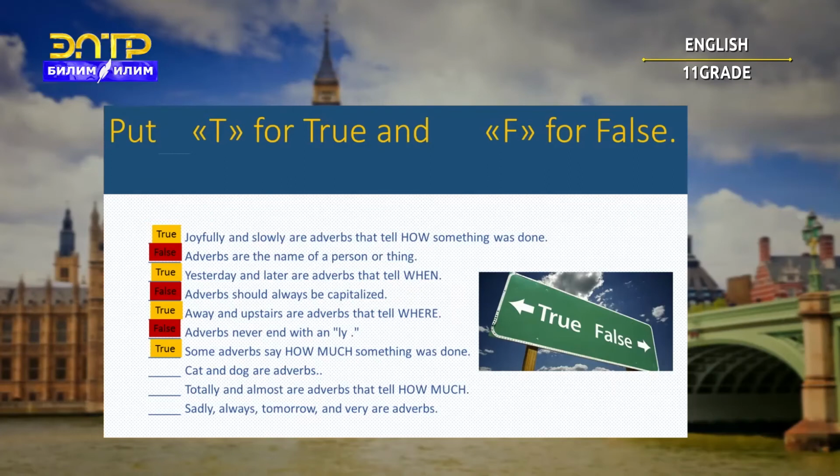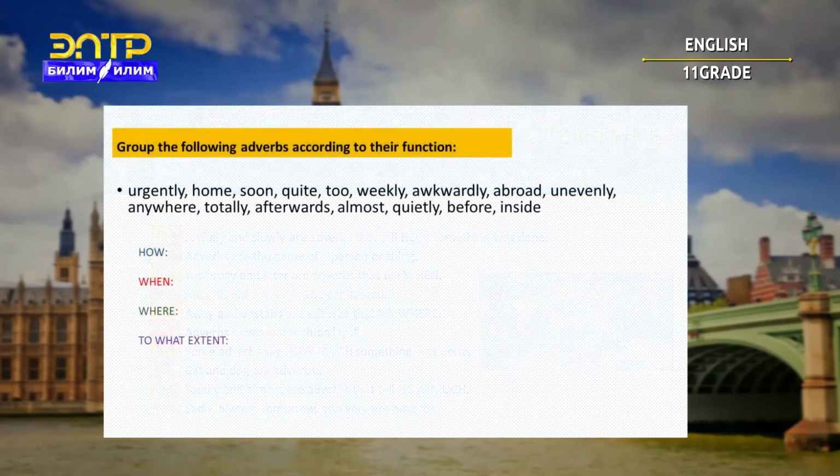Cat and dog are adverbs. And here, this is of course false. Totally and almost are adverbs that tell how much. And that is true. Well done. Sadly, always, tomorrow, and very are adverbs. And this is again true. You're right, guys.